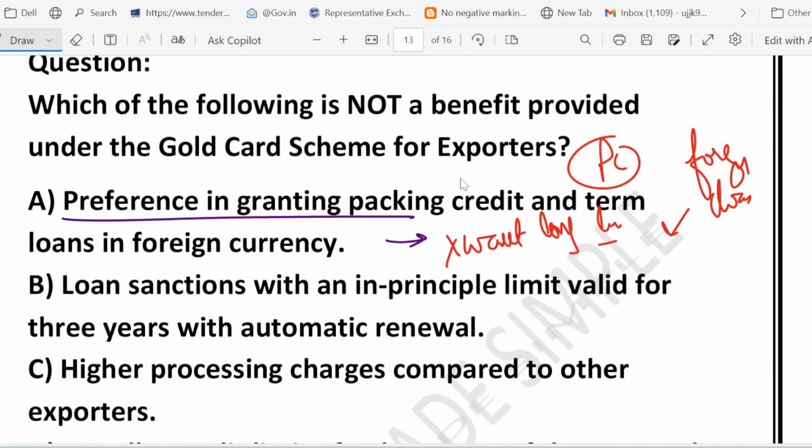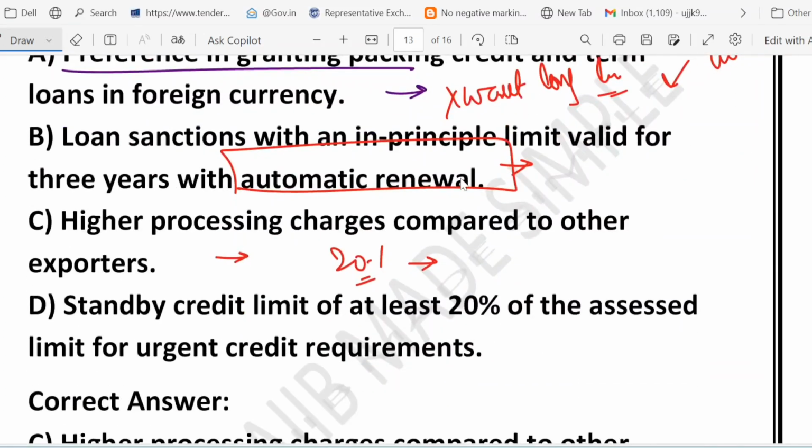That is the point. Second case is loan sanction for 3 years. Not just that, it comes with automatic renewal facility. Yes, automatic renewal facility is there. So the exporter doesn't have to go through the headache of reapplying again and again. Option C, the bank gives you a standby credit limit. Yes, at least 20% extra than your assets limit. Why? Because sometimes an exporter needs urgent money and this standby limit works like an emergency fund. Yes, you get a standby limit. This is also one benefit.